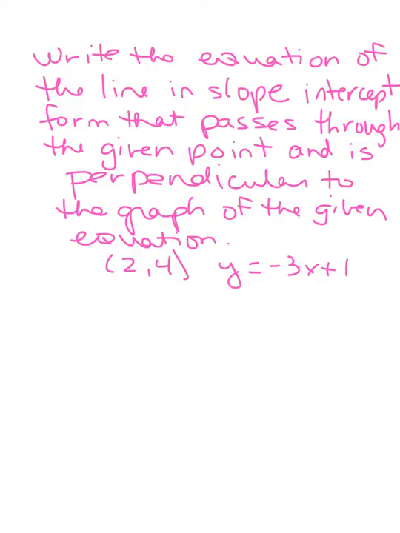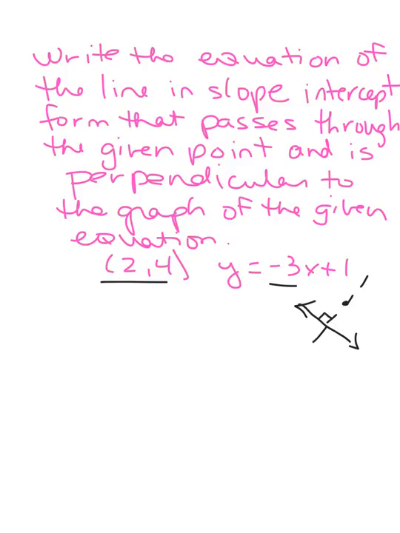We have a similar problem here, but this time we're talking about perpendicular. So it says write the equation of the line in slope-intercept form that passes through the given point and is perpendicular to the graph of the given equation. So here's my point. Now my original line has a slope of negative 3. So basically, again, what that's saying is I have a line and I have a point. And what I want to do is find the equation of this dashed line that goes through my given point but is perpendicular to my given line.